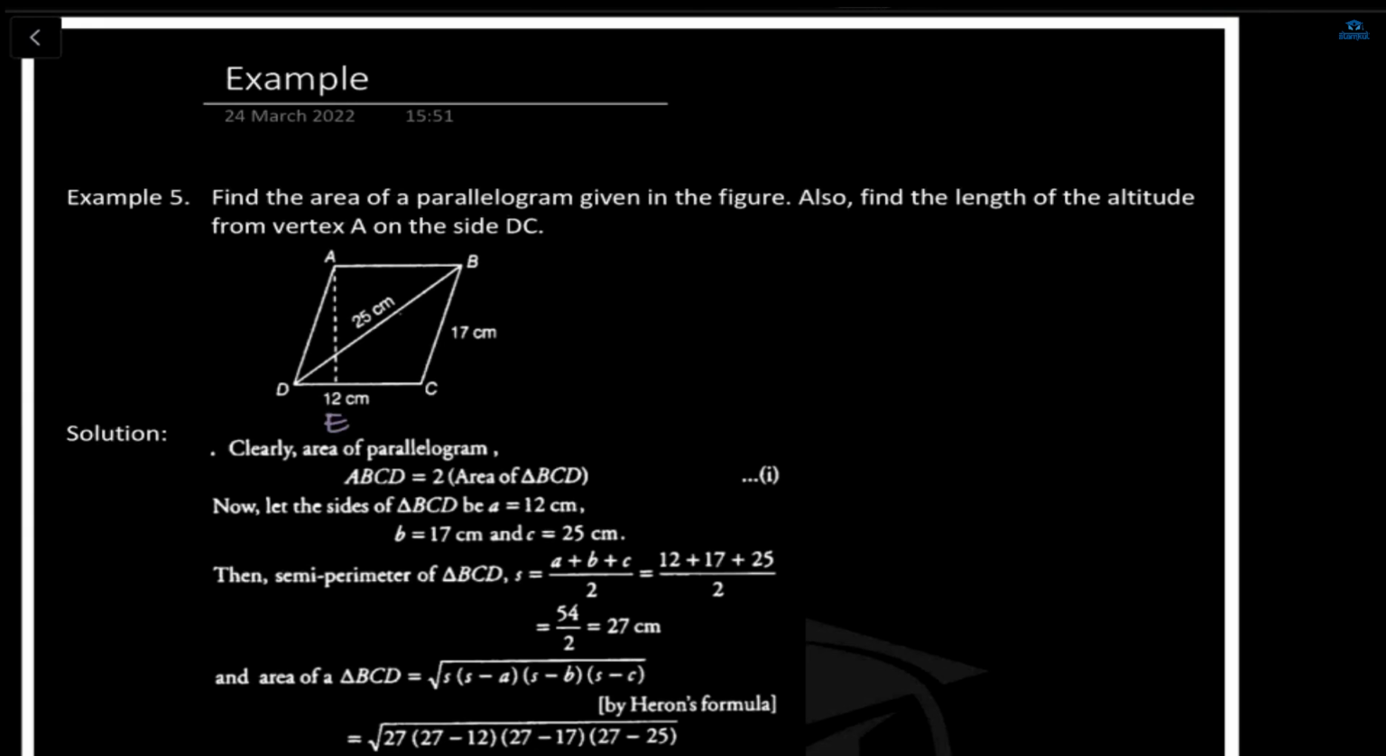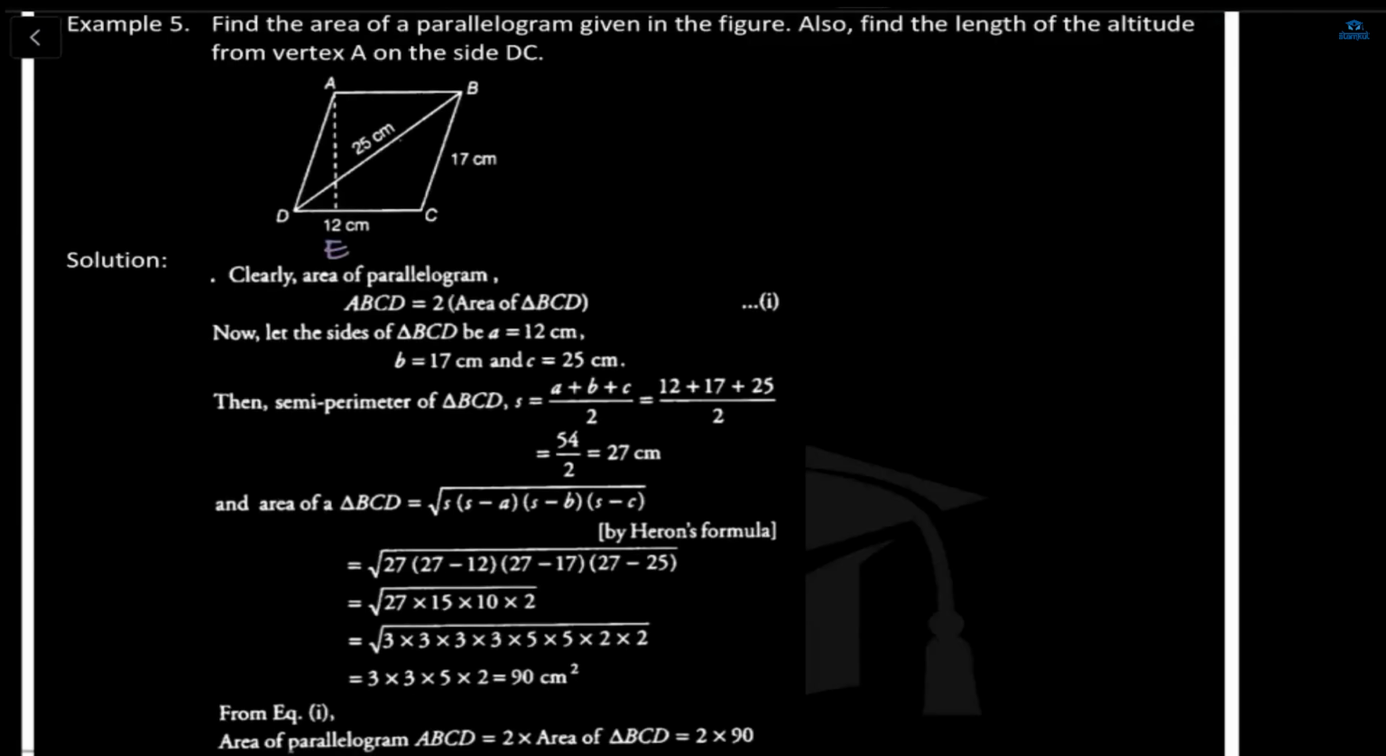Now, what will be the area of the parallelogram? We can divide it into two triangles, ABD and BCD, and find the area. In the figure, the sides are already given: 17, 12, and 25. In a parallelogram both triangles are the same, so find one triangle's area and multiply by 2. We need the value of S. S is (25 plus 17 plus 12) divided by 2, which gives 27.